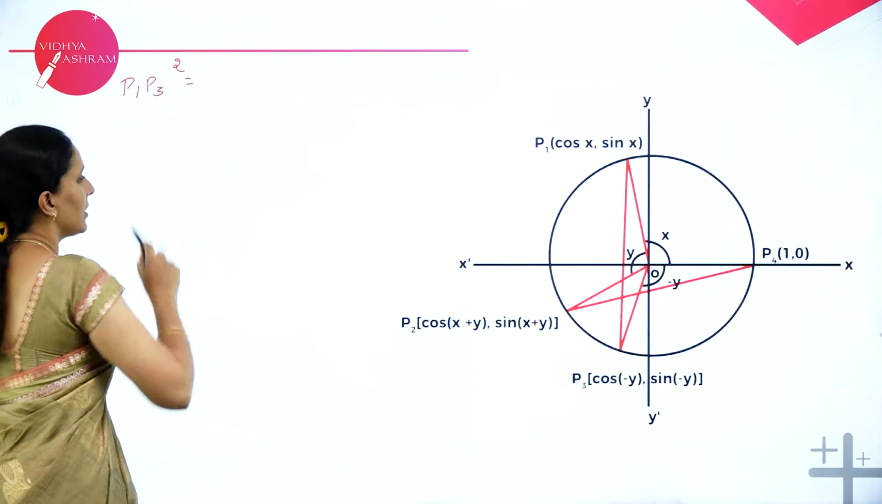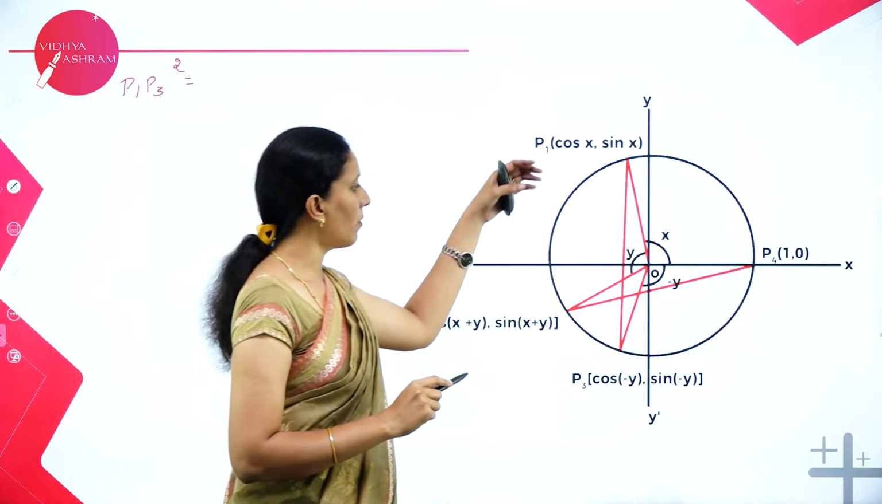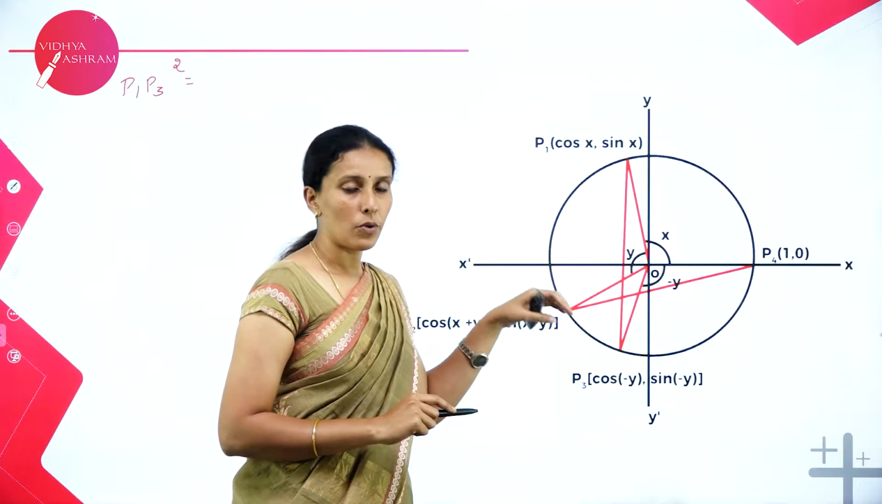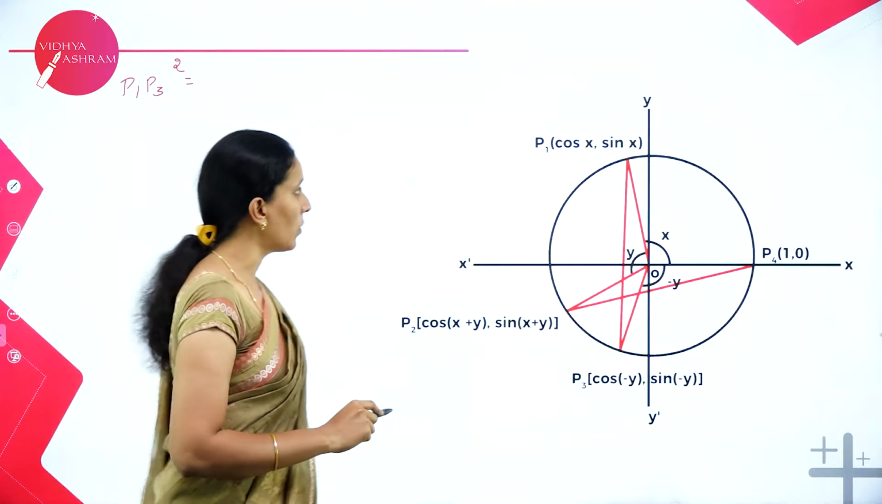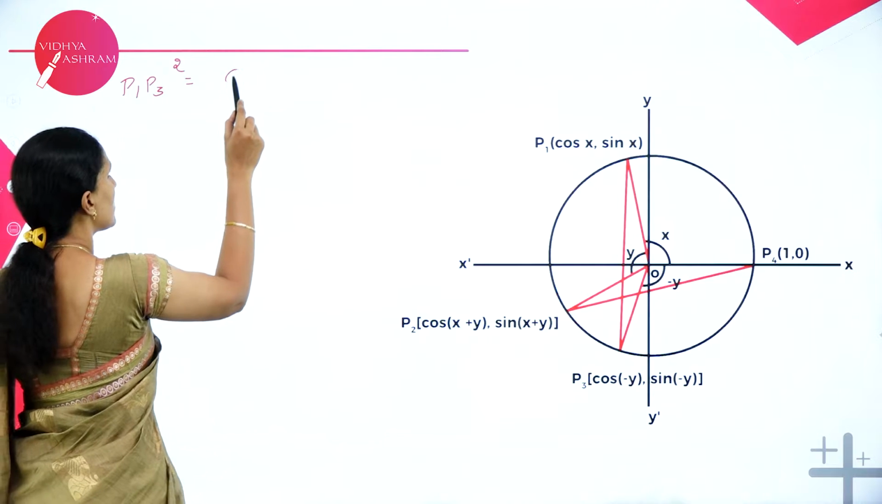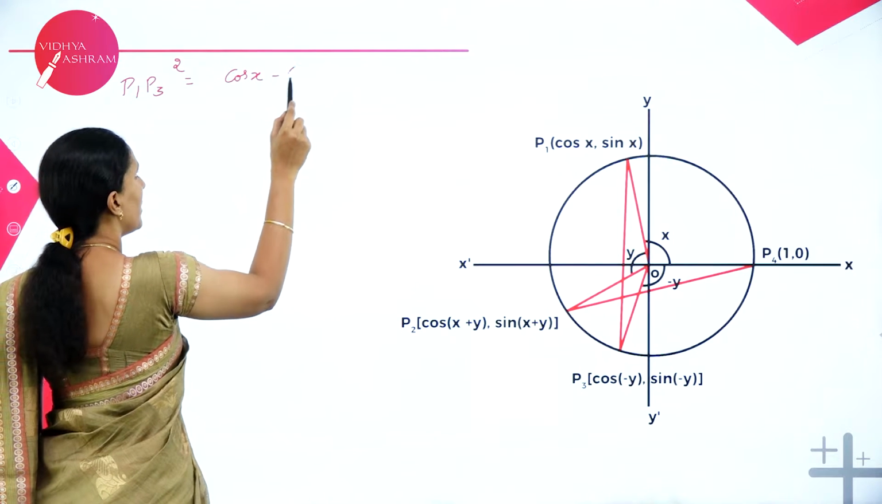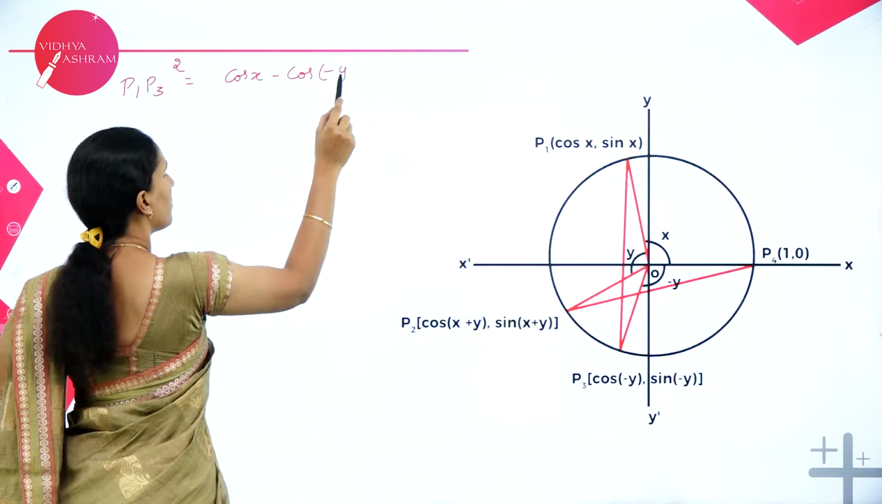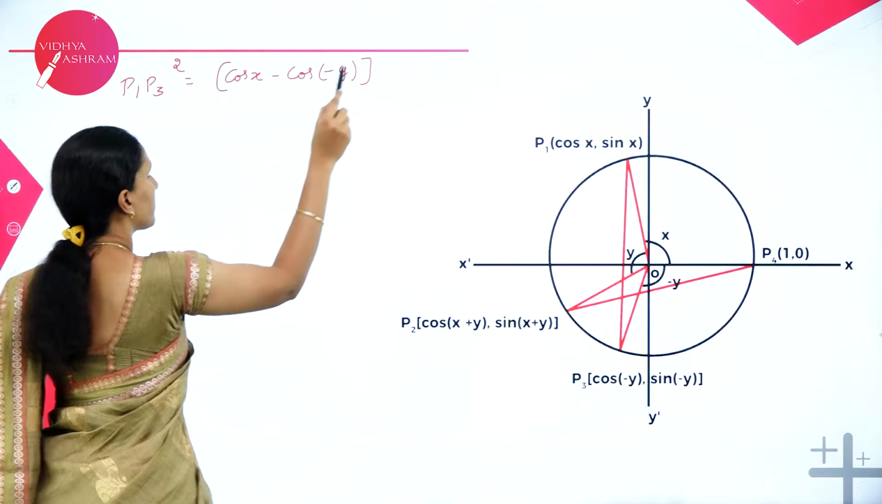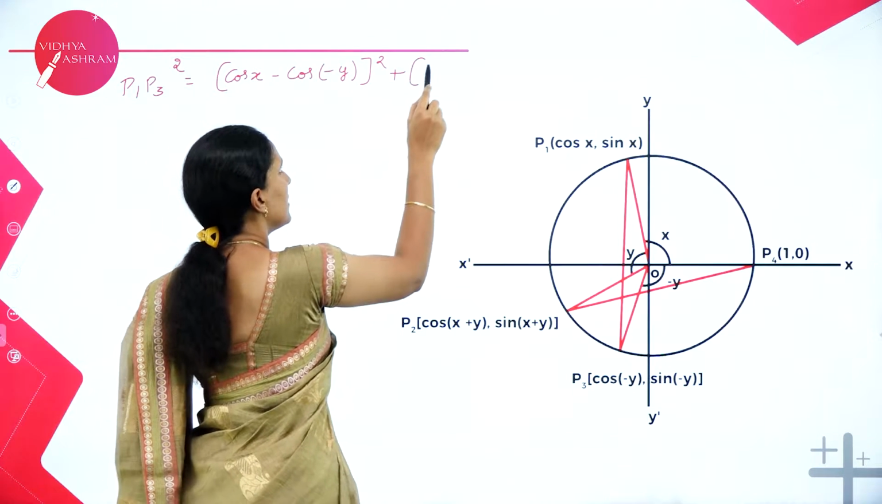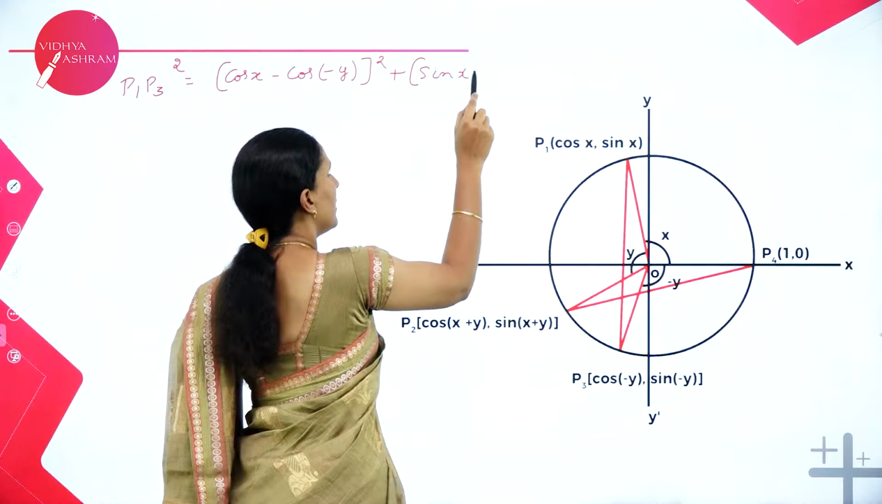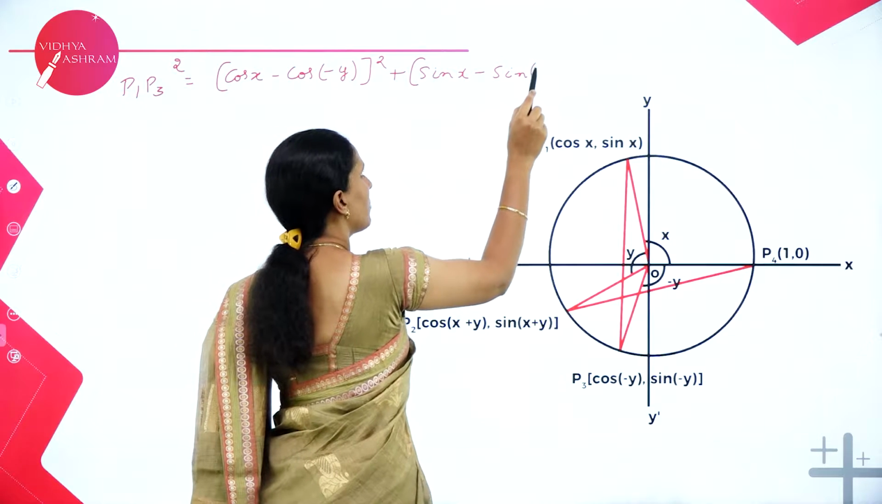So P1P3 square can be written in the form of x2 minus x1 whole square plus y2 minus y1 whole square. Hence this can be written as cos x minus cos of minus y whole square plus sin x minus sine of minus y whole square.